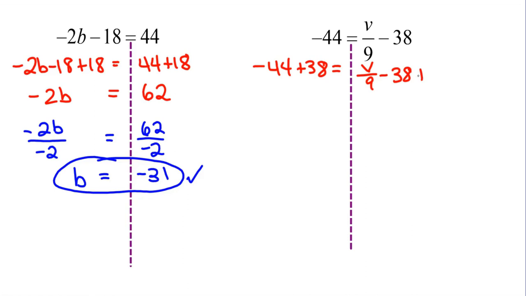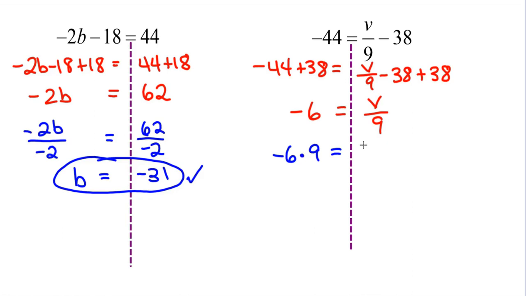To undo that subtraction. And on the left-hand side, negative 44 plus 38 is negative 6. And then these minus 38 plus 38 just becomes 0. So I just have v divided by 9. So there's step 1. I got rid of the subtraction, or undid the subtraction. And now I need to undo that division. So I'm going to multiply both sides by 9.